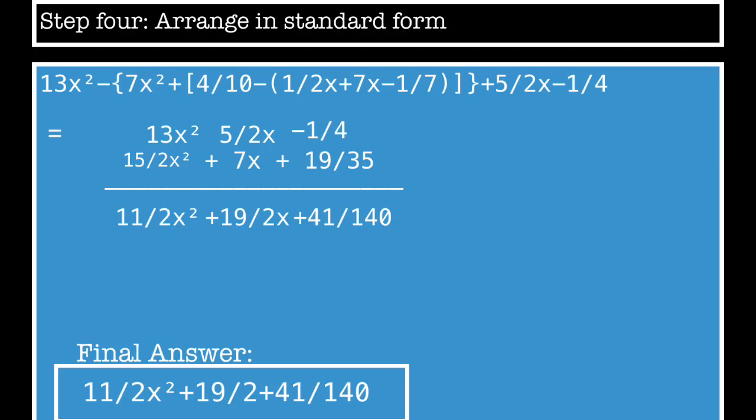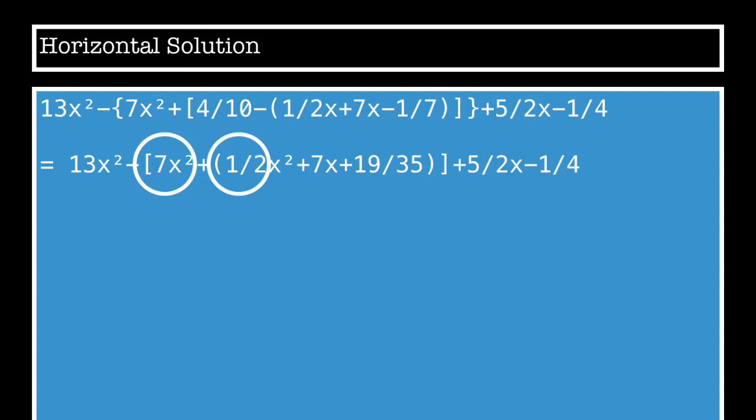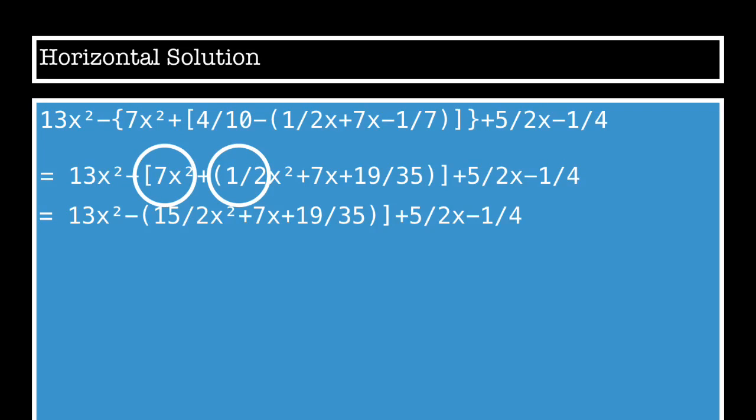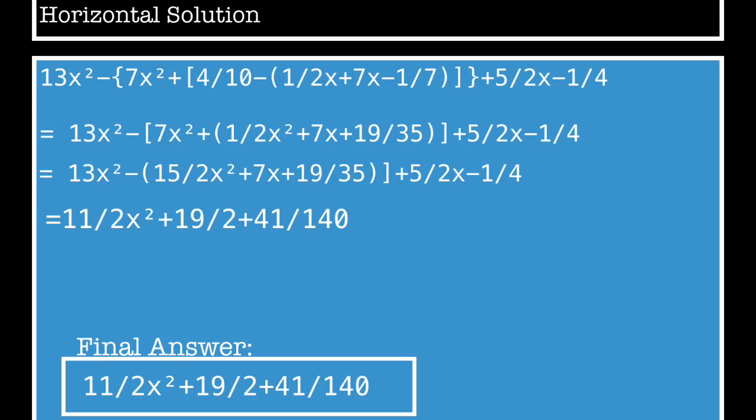Then afterwards, write your final answer in standard form. Now for the horizontal solution. For the horizontal method, just combine like terms and then solve normally. Combine like terms once again and then solve. Your final answer in standard form.